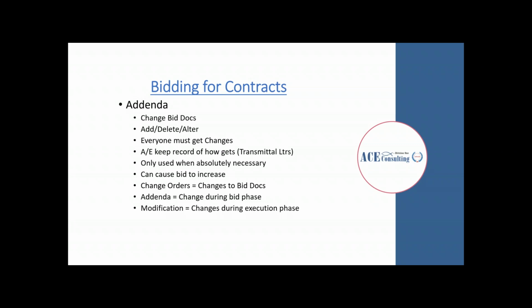And at the bottom, we see a few different things to note with the different types of changes that you could receive in a project. A change order is a change to the bid docs. It can happen during the bid phase or during the execution of the project. An addenda is a change that only occurs during the bid phase. And a modification is a change that only occurs after the contract is signed, during the execution of the contract.